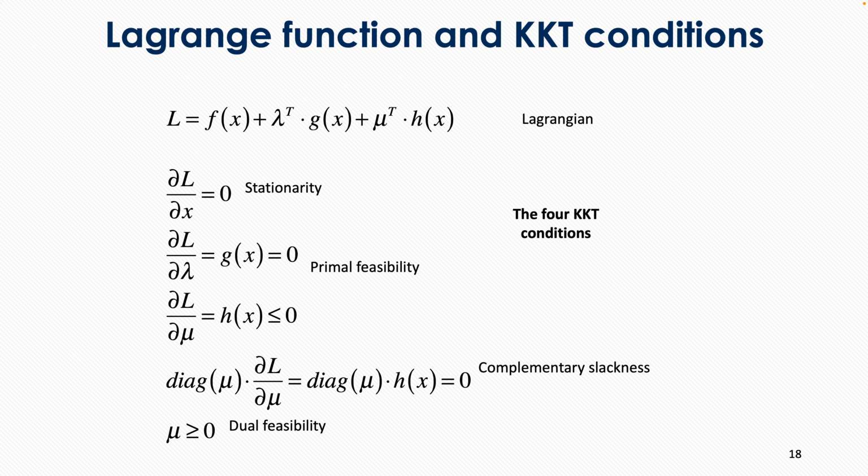And so what are those conditions? The derivative of our Lagrangian with respect to each of our decision variables is set to 0. That's known as stationarity. Then the derivative of the Lagrangian with respect to our lambda values for each one of our equality constraints, and with respect to mu, those are known as primal feasibility.